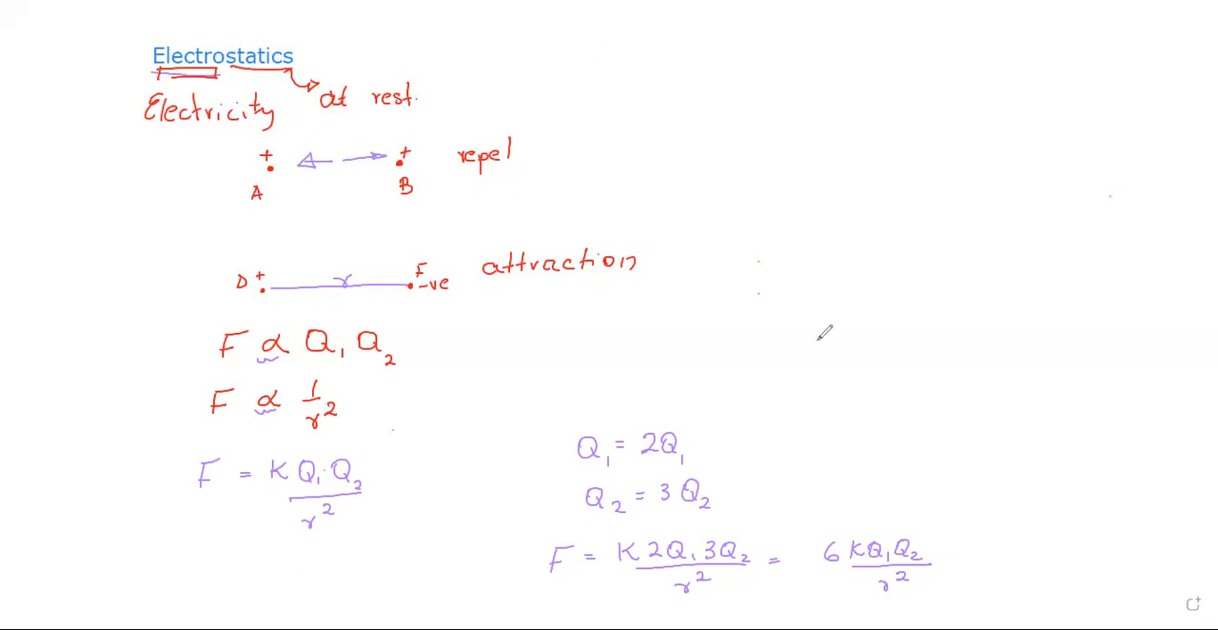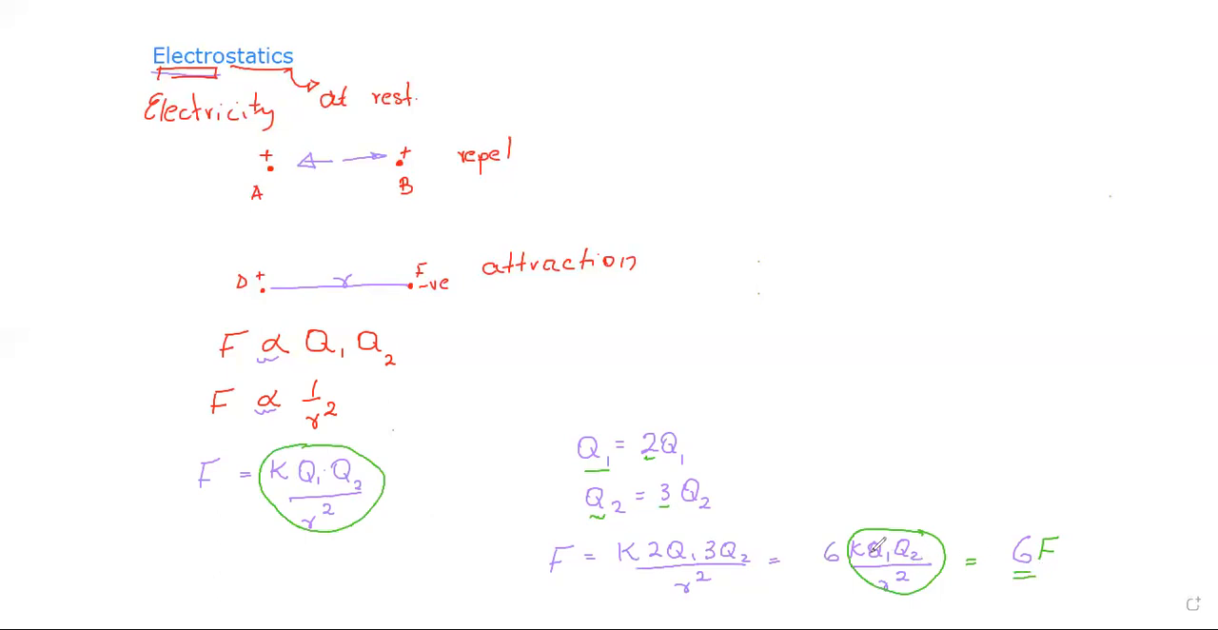Now look at what K charge 1 charge 2 over R squared is equal to. So this can be written as 6 times K charge 1 charge 2 over R squared, and K charge 1 charge 2 over R squared is equal to F. So when charge 1 is increased by a factor of 2 and charge 2 is increased by a factor of 3, we'll have 6 times the force.